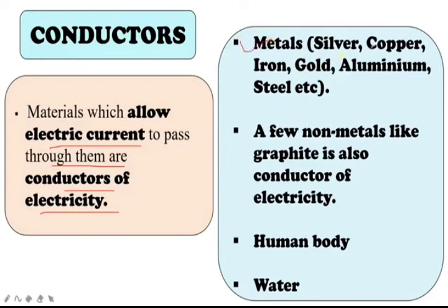And the last topic of the chapter is conductors. What are conductors? The materials which allow electric current to pass through them are conductors of electricity. What are the examples? Metals like silver, copper, iron, gold, aluminium, steel, etc. A few non-metals are also there. An exceptional case like graphite is also a conductor of electricity, even though it is a non-metal. Our human body is a great conductor, so we get electric shock. And water, meaning tap water, except distilled water, the pond water, river water, sea water, rain water, all are electric conductors because they have ions.